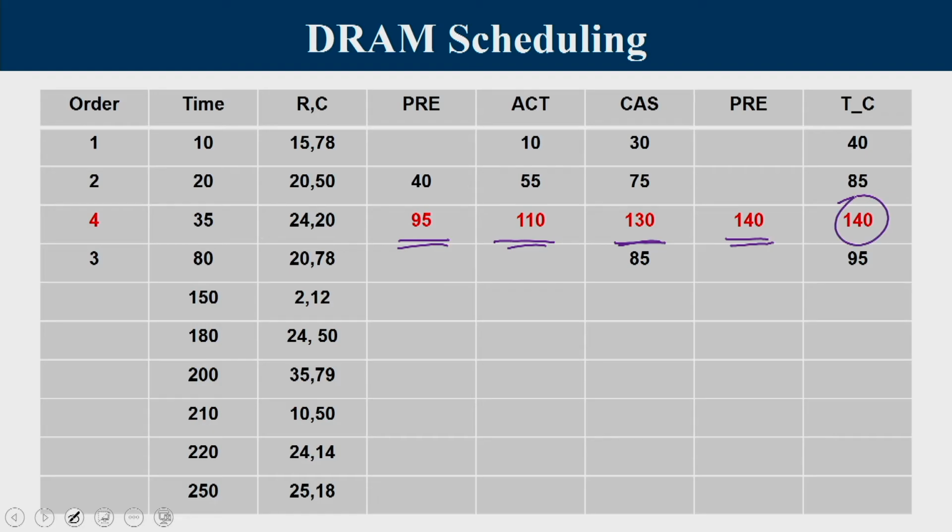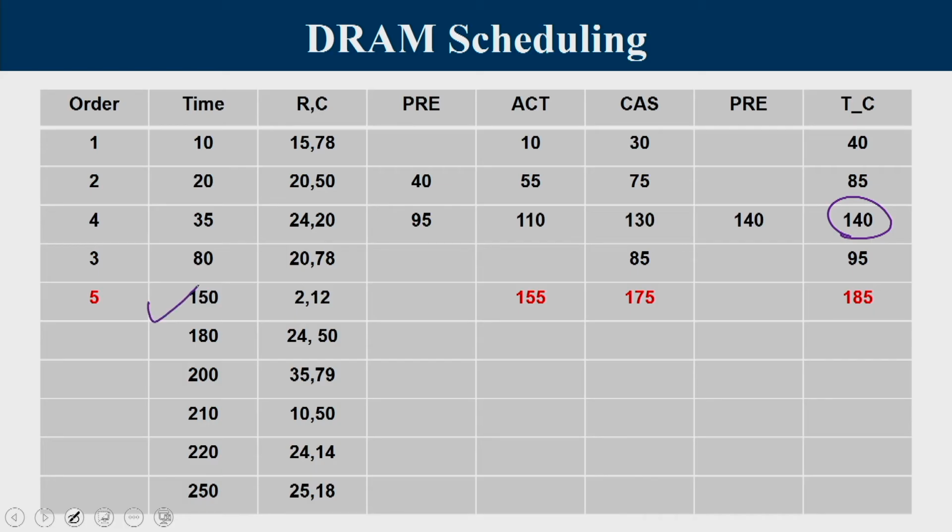Now at 140, we don't have any other request. The new request is coming only at 150. So at 140, there is no other request. It's a closed row policy, so we hope that in future, whatever request comes is to a different row. So at 140, I do a pre-charge operation, which will take time up to 155.